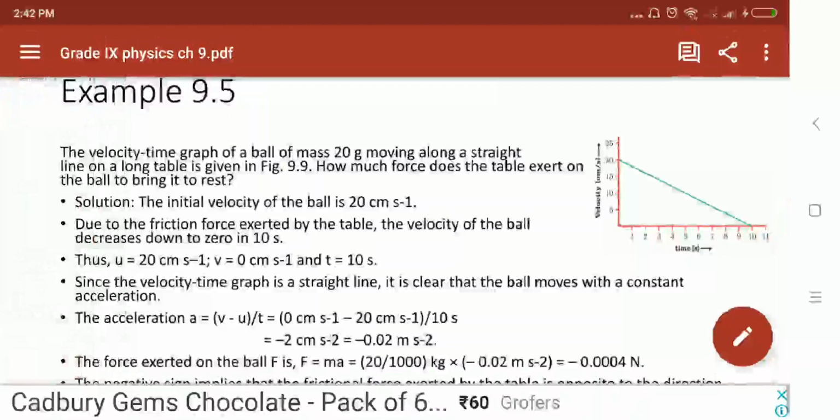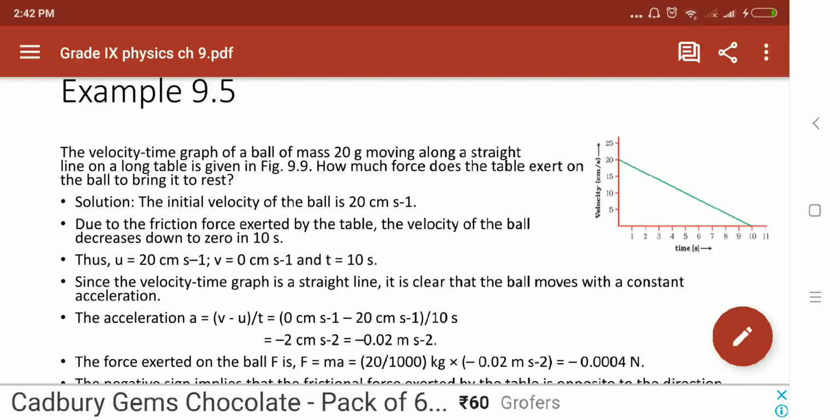The velocity time graph of a ball of mass 20 gram moving along a straight line on a long table is given in a figure. How much force does the table exert on the ball to bring it to rest? As we can observe through the diagram, the velocity time graph is given in which the initial velocity is 20 centimeter per second. Now the friction force is exerted by the table and we need to determine its value. We need to determine the force given by the table.